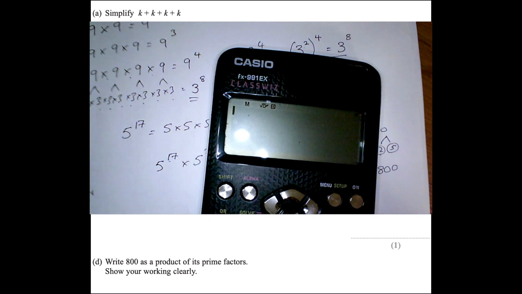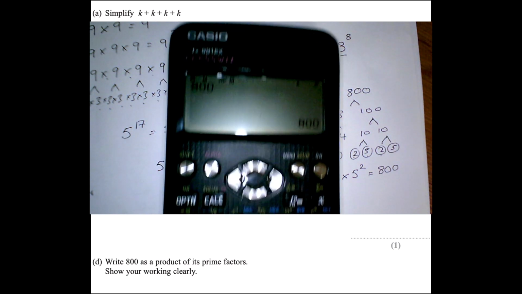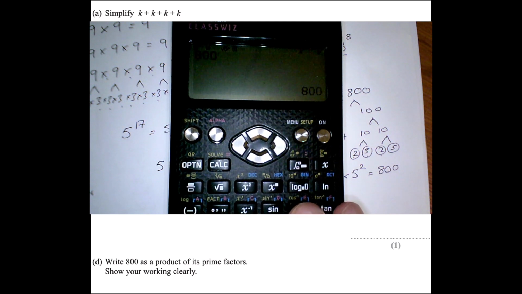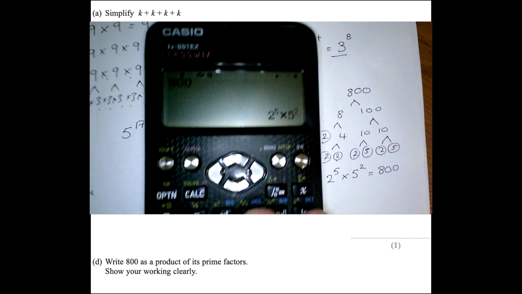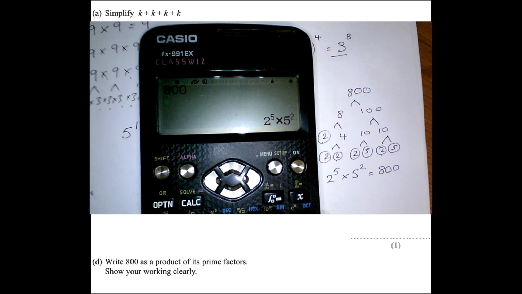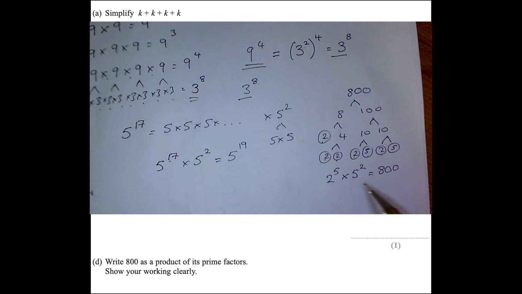If you put 800 into your calculator, you type in 800, press equals, and then you're going to press the shift button, and then look for the fact button. You see that word fact right at the bottom of the screen? And you can check your answer. It does say 2 to the power of 5 times by 5 squared. So that's the answer. So 800 is the same as 2 to the power of 5 times by 5 squared.